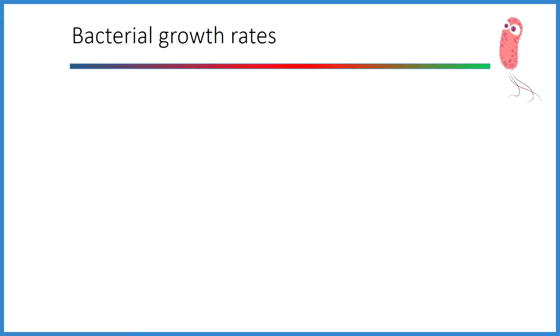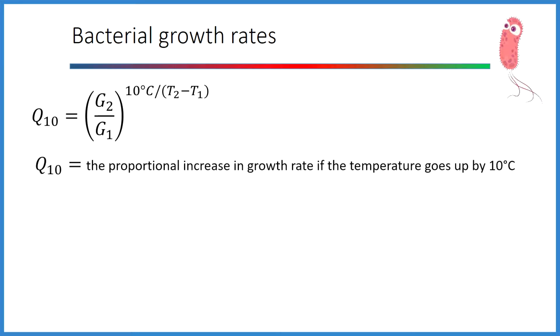If you measure the growth rate of a bacteria at two different temperatures, you can calculate the Q10 value for that bacteria using the equation Q10 equals the growth rate at temperature 2 divided by the growth rate at temperature 1, raised to a power equal to 10 divided by the difference in the two temperatures at which the bacteria were grown. Another way that we could state the definition of the Q10 temperature coefficient is that it is the proportional increase in growth rate of the bacterium if the temperature goes up by 10 degrees Celsius.